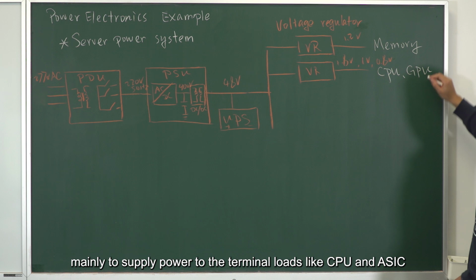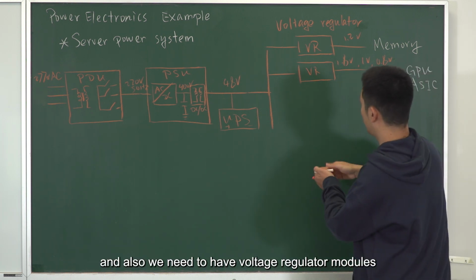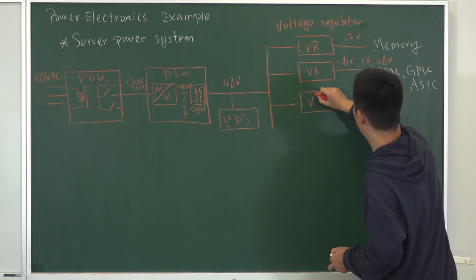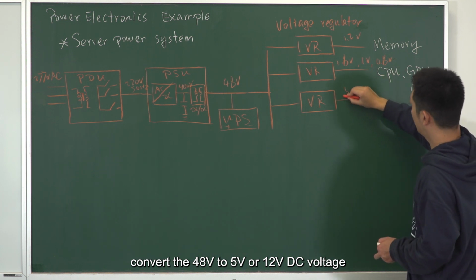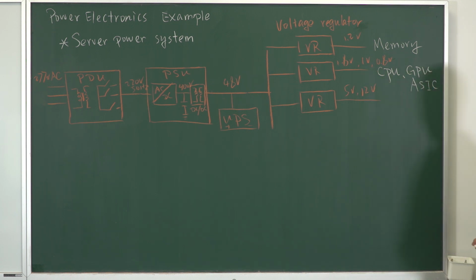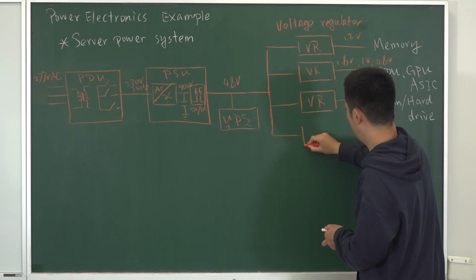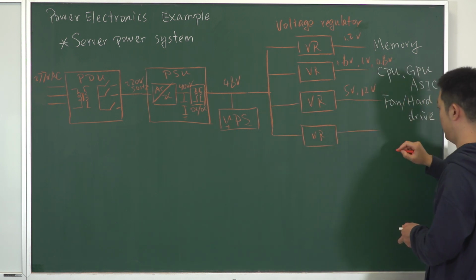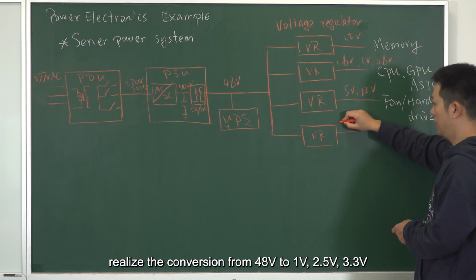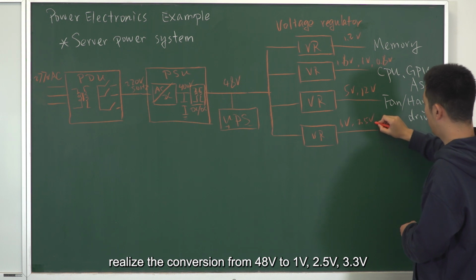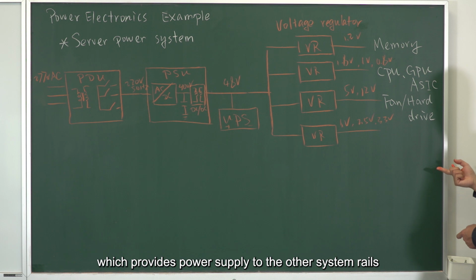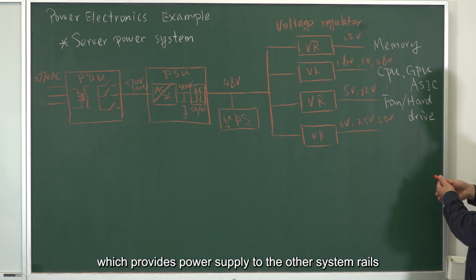GPU, and application-specific integrated circuits. And also we need voltage regulator modules to convert the 48 to 5 volt or 12 volt DC voltage, mainly to supply power to the fan and also the hard drive. And also we need voltage regulator modules to realize the conversion from 48 volt to 1 volt, 2.5 volt, 3.3 volt, which provide power supply to the other system rails.